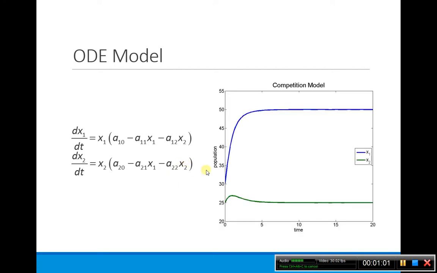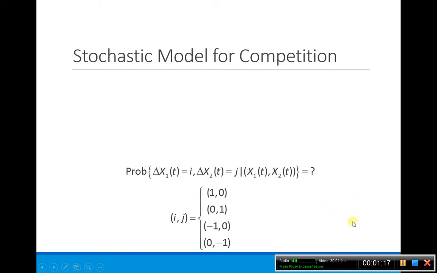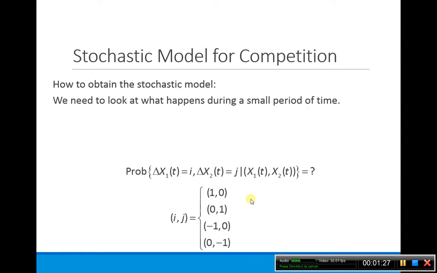This is an example of a simulation of the competition model given parameter values for A10, A11, A12, A20, A21, and A22. This is what the deterministic model looks like. Again, how do we come up with the stochastic model?